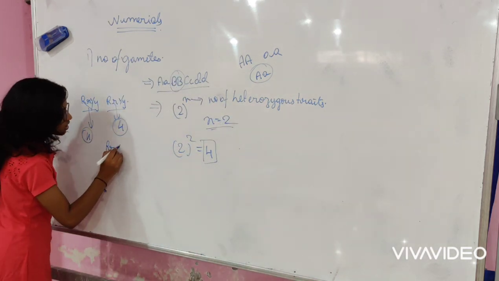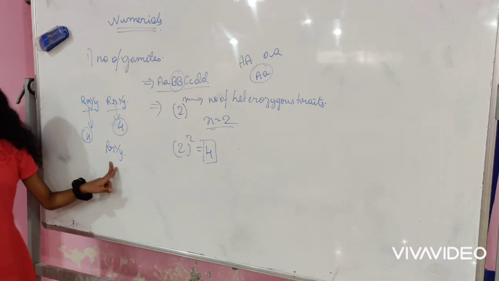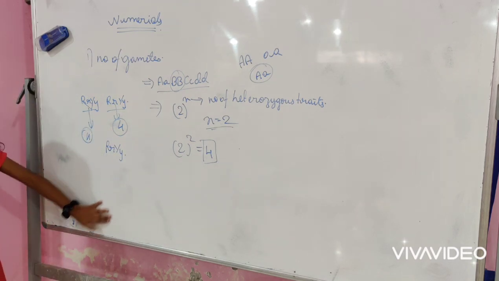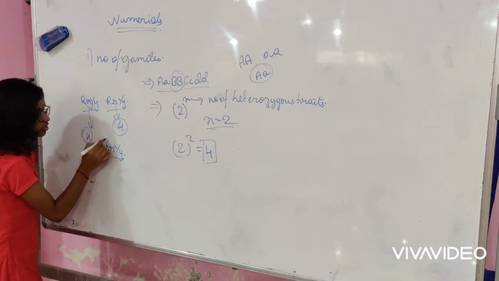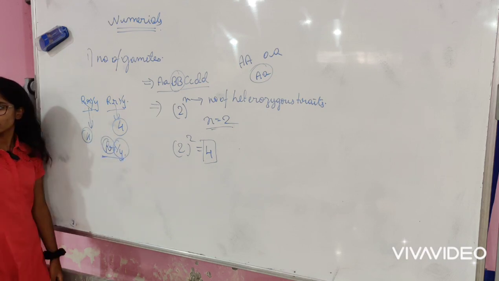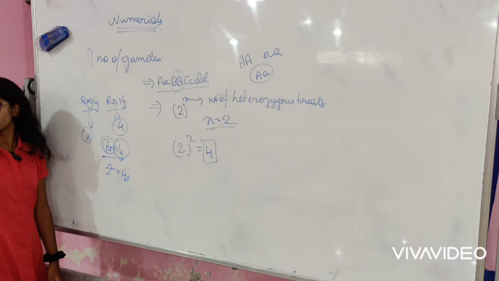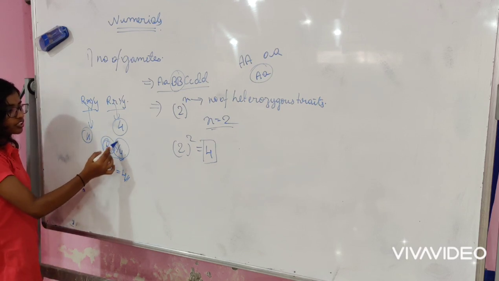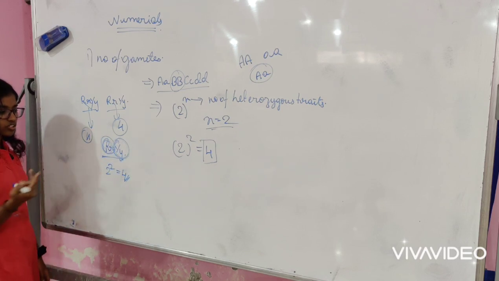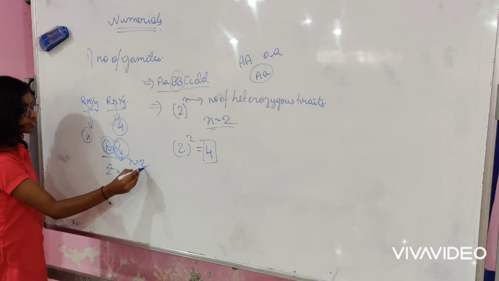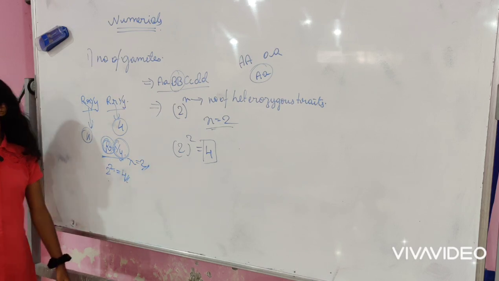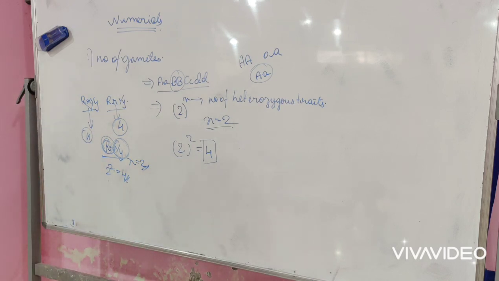See, RrYy, this was the dihybrid cross which we took. Here this is also heterozygous, this is also heterozygous. Heterozygous 1, heterozygous 2, so n is equal to 2, and 2 to the power 2 is equal to 4.